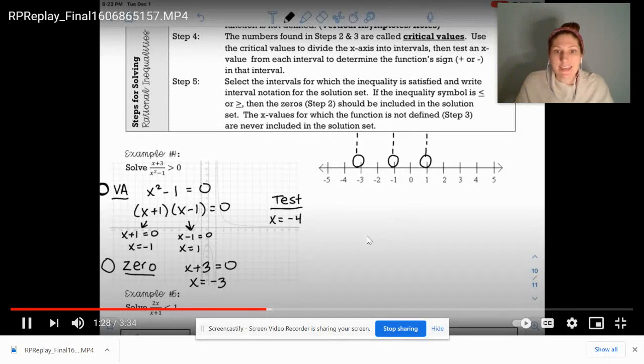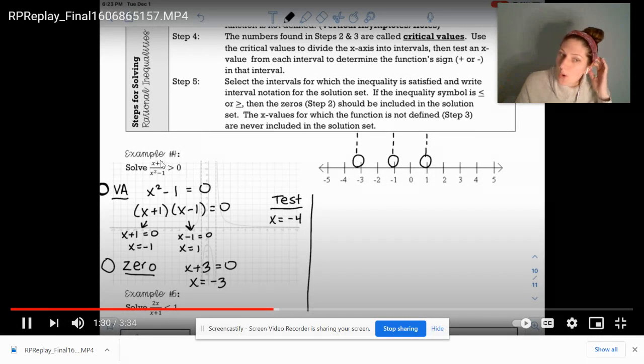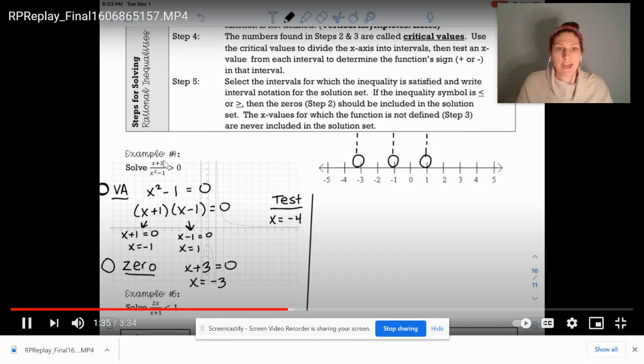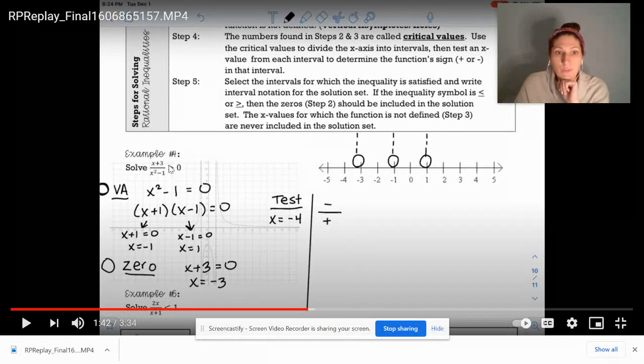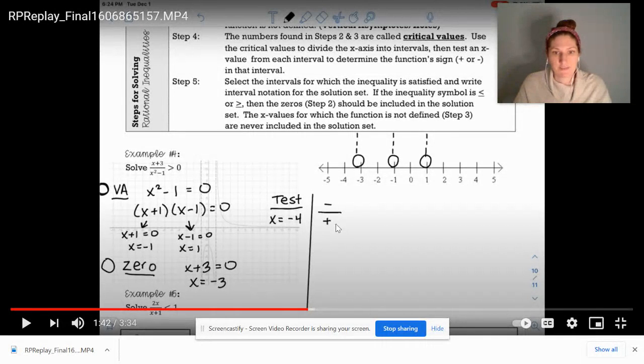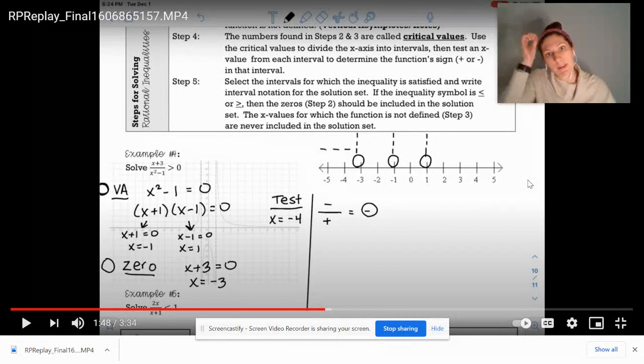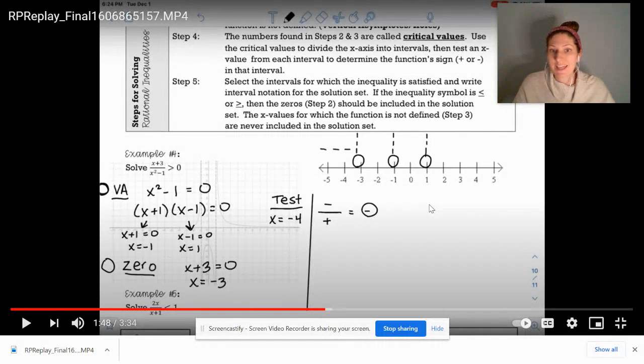So I'm going to plug in -4. Just be really careful with your integers. Go slow, handle the numerator, handle the denominator, and then bring it together. -4 plus 3 would give me a negative number. -4 squared is 16 minus 1 is a positive number. Negative divided by a positive is negative. So on the number line in that region, I'm going to label it with negative symbols.